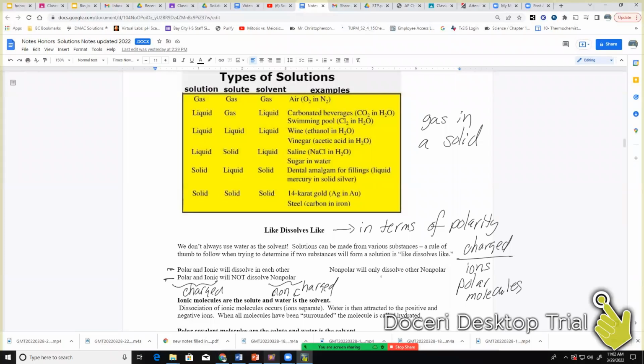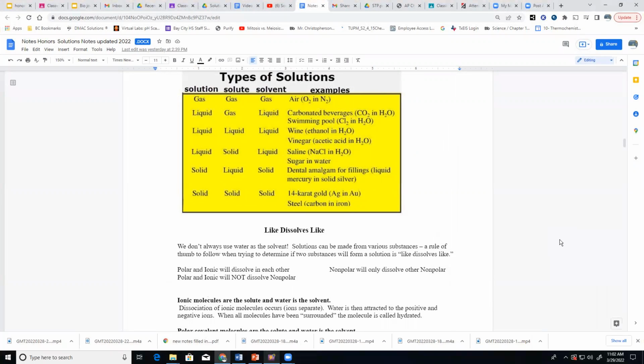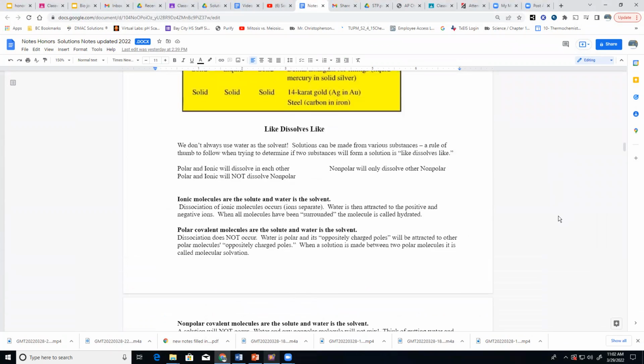Nonpolar will only dissolve nonpolar. We don't do that nearly as much, but something has to be nonpolar before it'll dissolve something else that is nonpolar. All right, I think that is it on that, if I remember correctly.